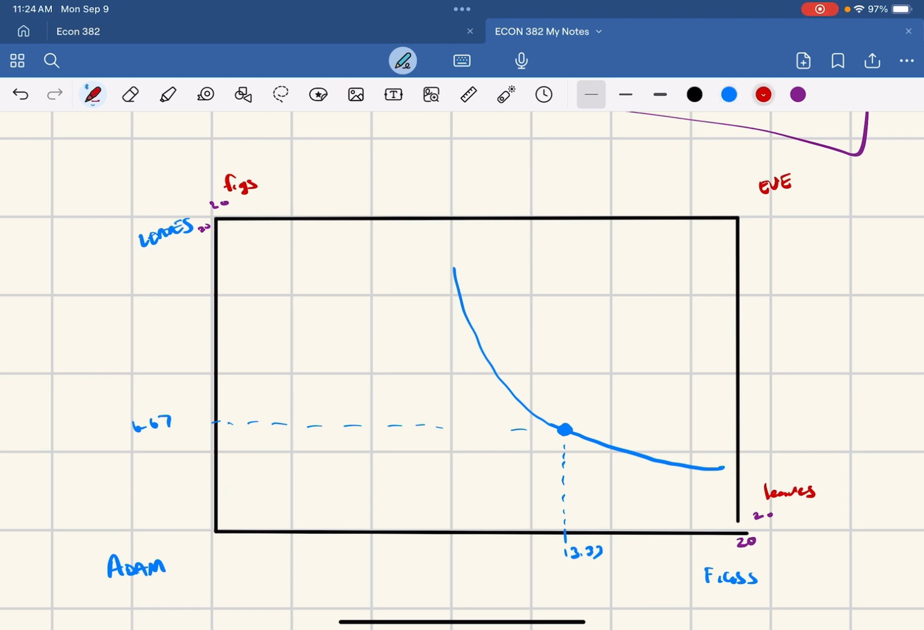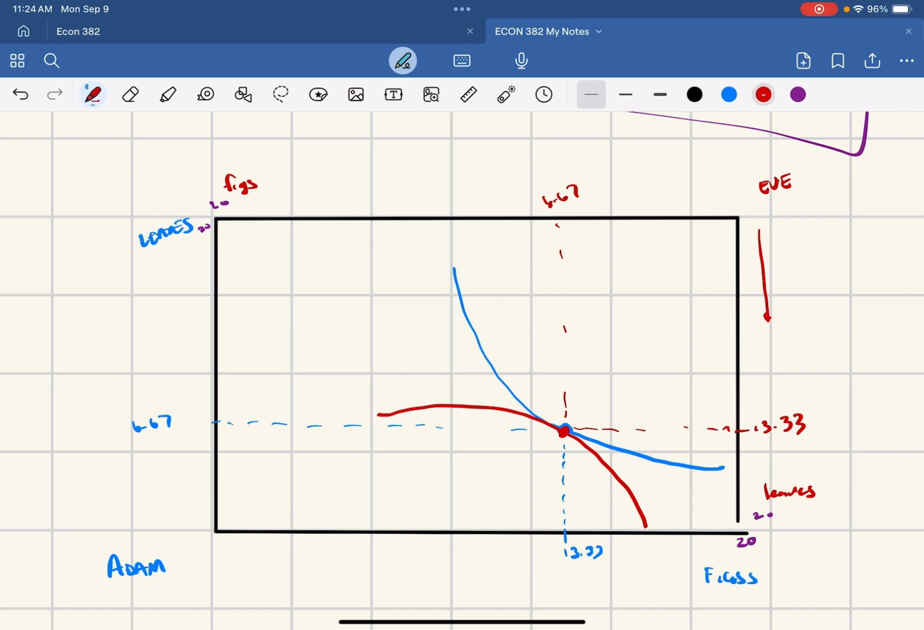Now for Eve, she's going to consume 13.33 quantity in leaves and 6.67 quantity in figs, which leads her to this exact same point, and that's the point where her indifference curve is going to be tangent to Adam's indifference curve. So this is where we can draw the Edgeworth box and show the optimal allocation.